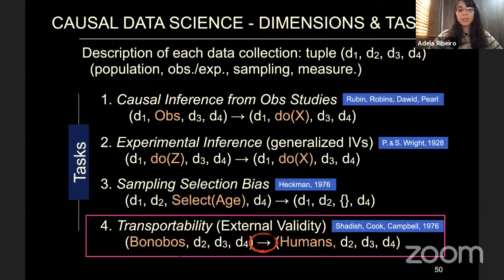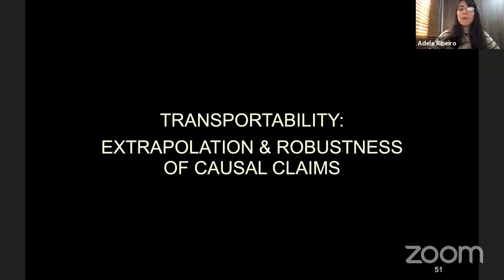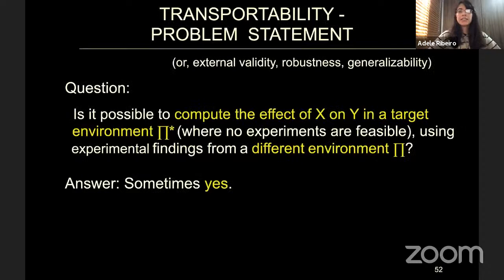We are talking about collecting data from one population, one domain, or one species, and then extrapolating or transporting the knowledge that we obtained from the data to a different population. This is also known as external validity. So transportability is all about extrapolation and robustness of causal claims. Let me read the problem statement. Is it possible to compute the effect of X on Y in a target environment pi star? In this target environment it's not feasible to run experiments, but we have experimental findings in another population, another environment, denoted here as pi.